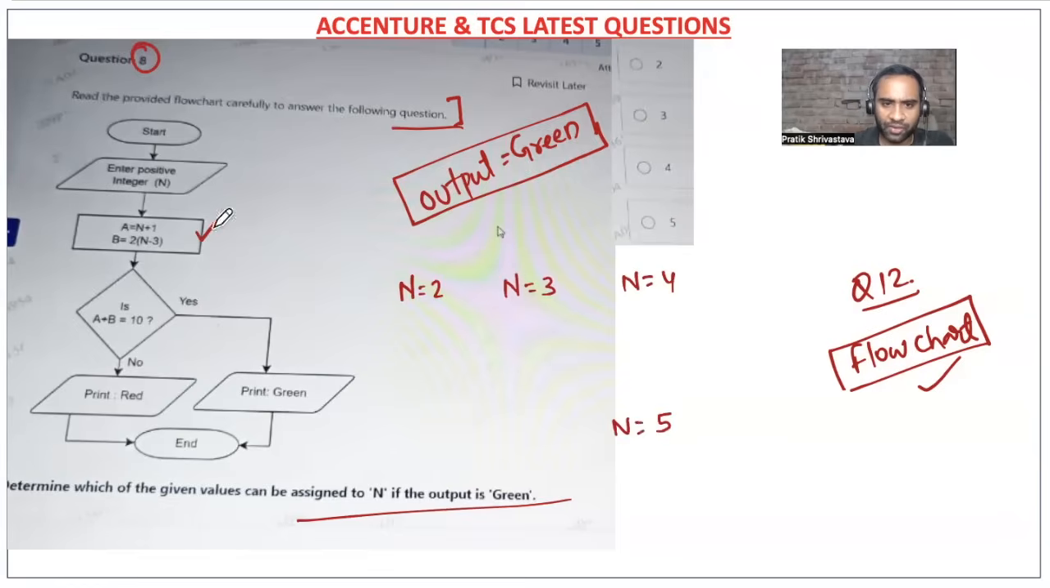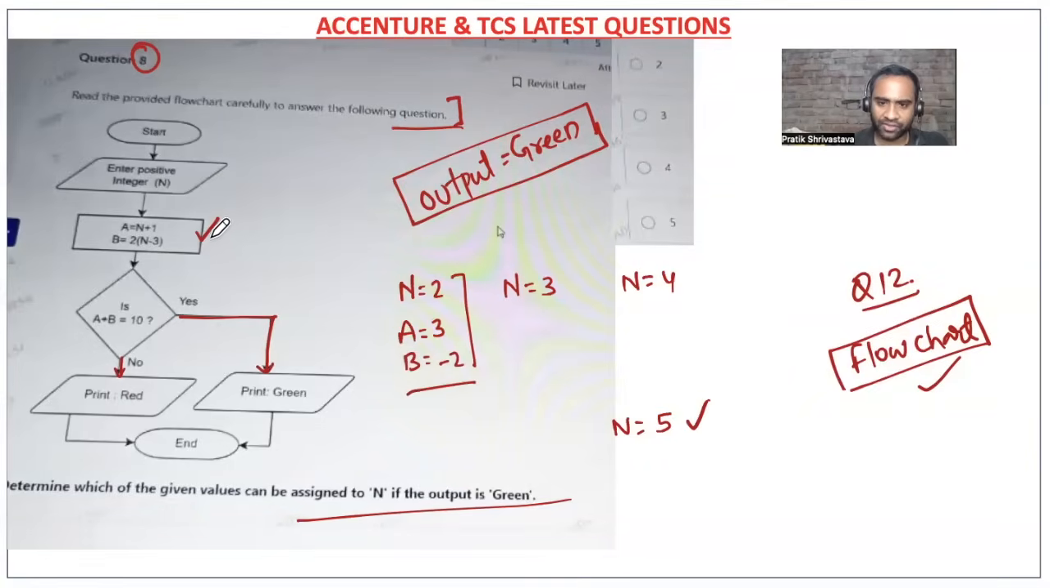So when n is equal to 2, A will become 3 and B will become 2 minus 3, which is minus 1, minus 2. Now if we add this, A plus B is 10? So no. If A plus B is not 10, it will print red. So basically we want A plus B equal to 10. So it is very clear, we need some bigger value.